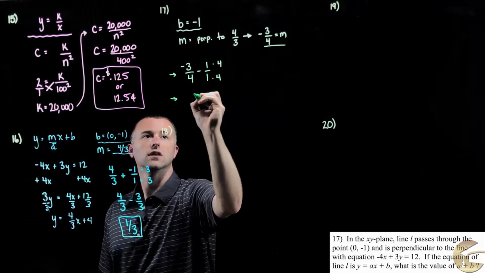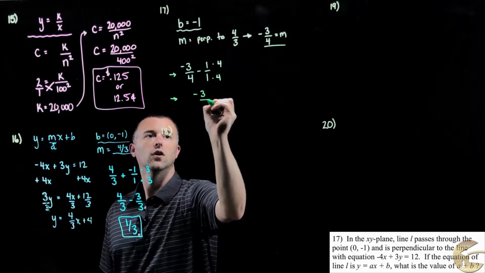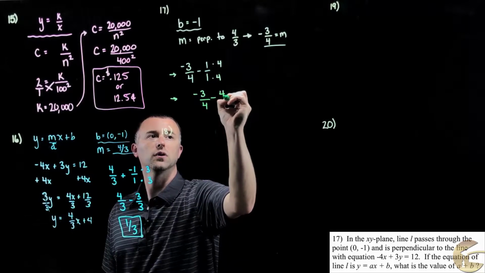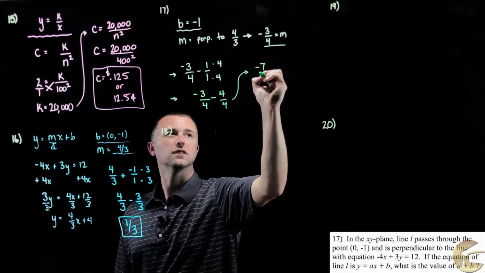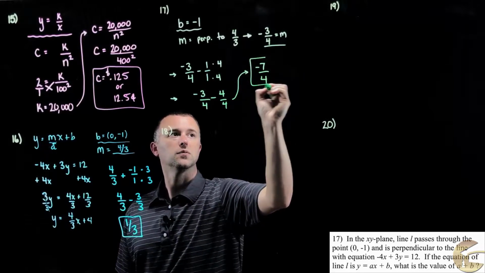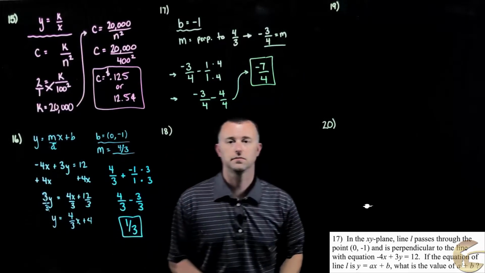So that's going to equal -3/4 minus 4/4, and that's going to give you an answer of -7/4. So that's going to be your answer for number 17.